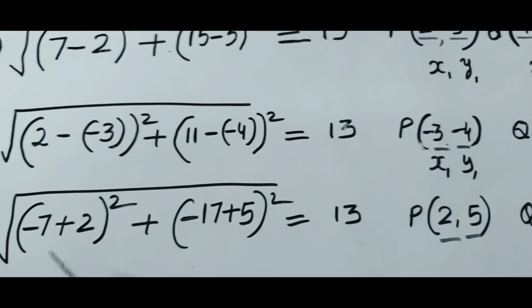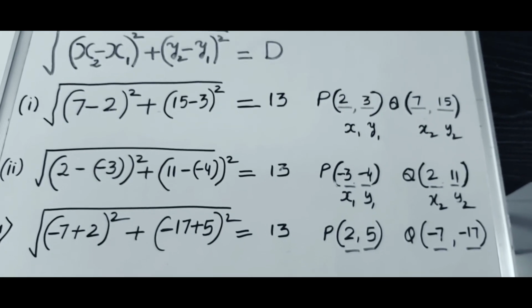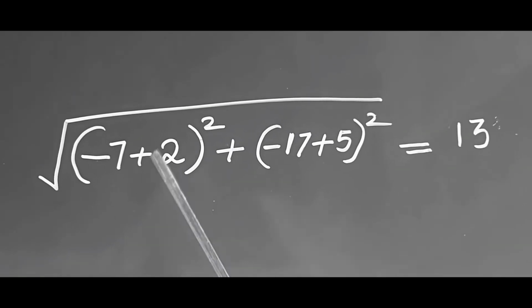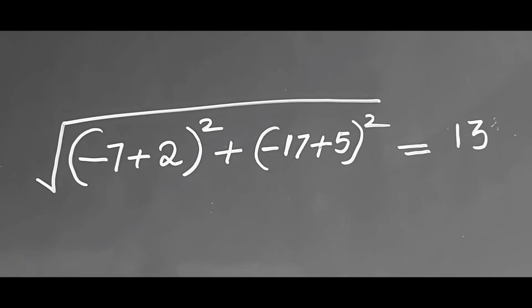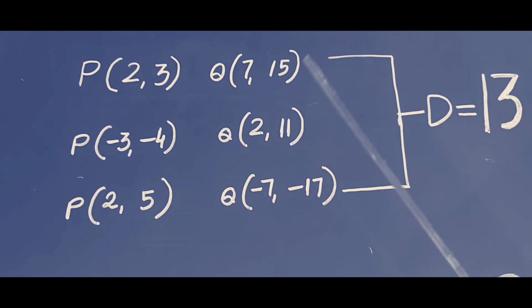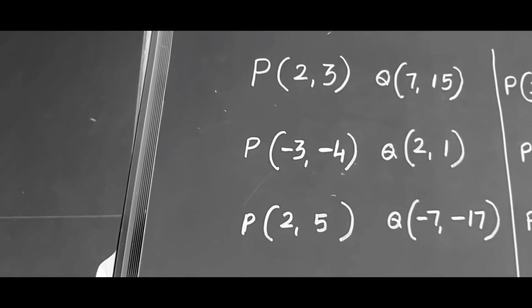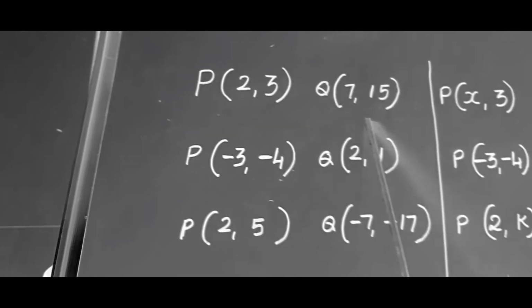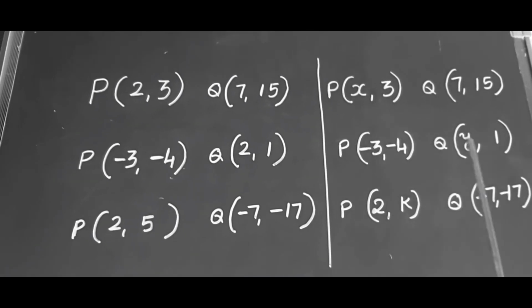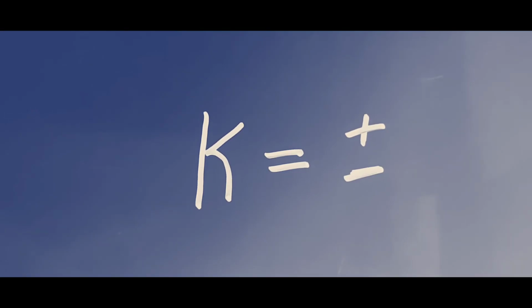You can change the values in many different ways and create many problems. It doesn't matter even if you get minus 5 and minus 12 inside the bracket as we are squaring. The distance between all these points is 13. You can replace any one of these coordinates with a variable like x, y and k. Please note that when you solve the problem you will get two values of k.